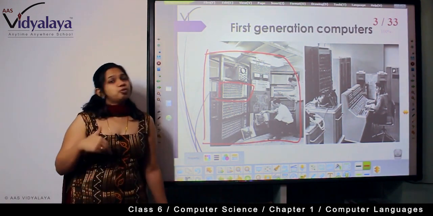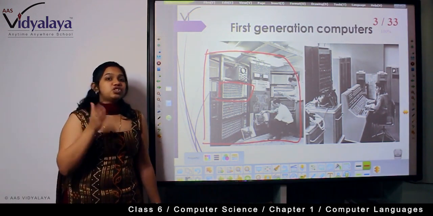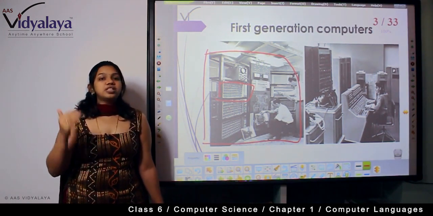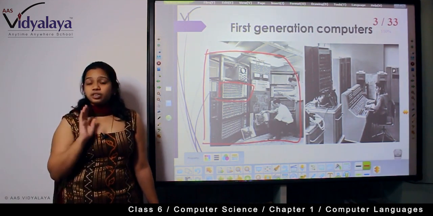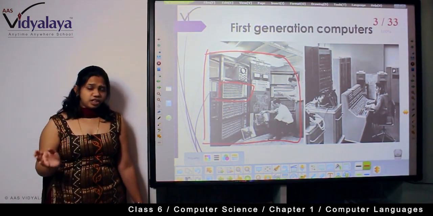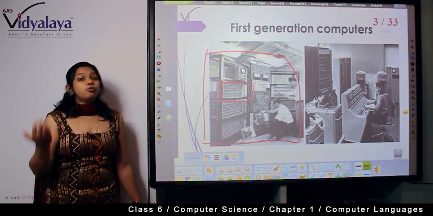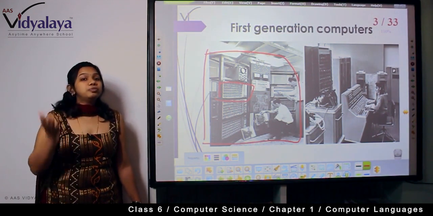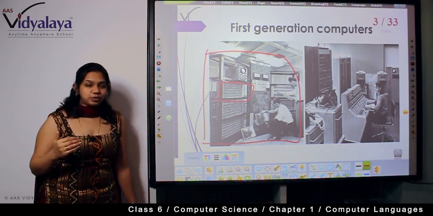Then why should we study the first generation of computers? That's because the first generation computer language is still the one that is understood by computers. Does the computer understand English? No. Does it understand Hindi? Not at all. So how does a computer understand what a user wants or what human beings need? That's why we read about the first generation language.